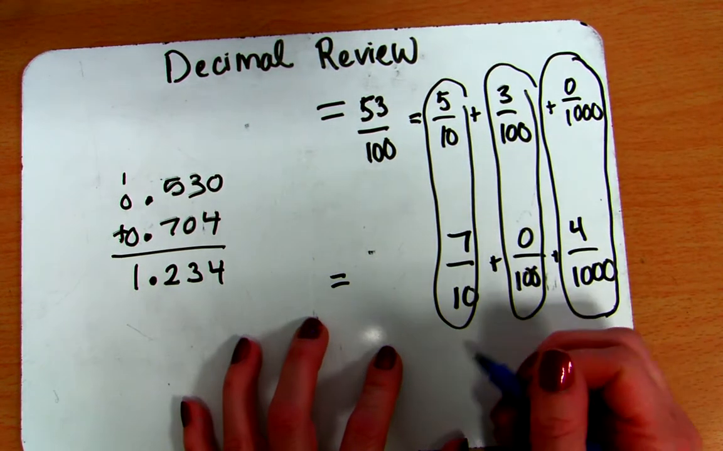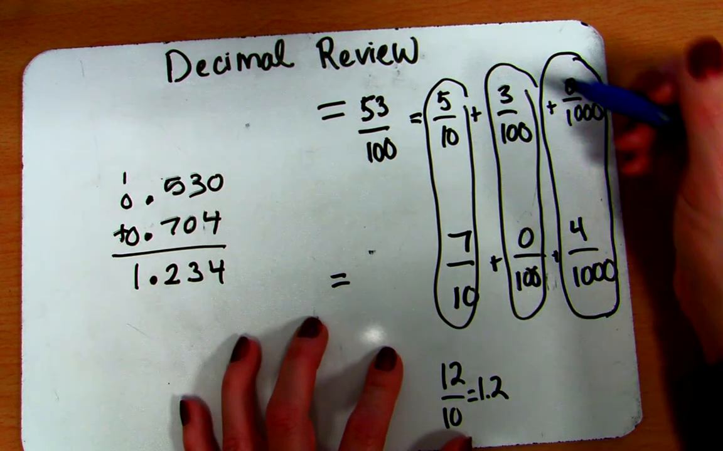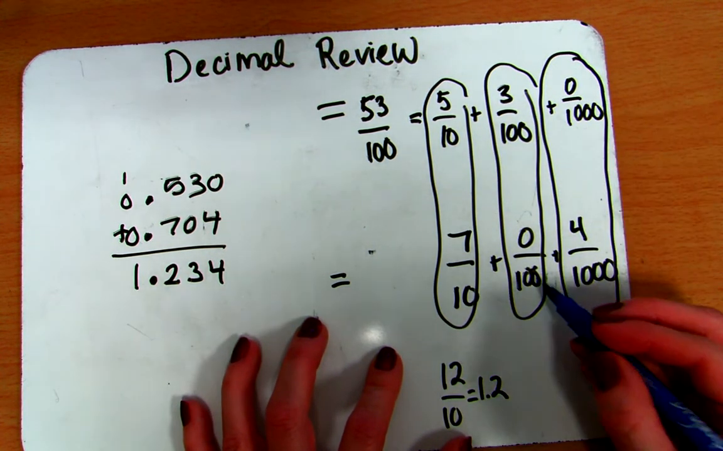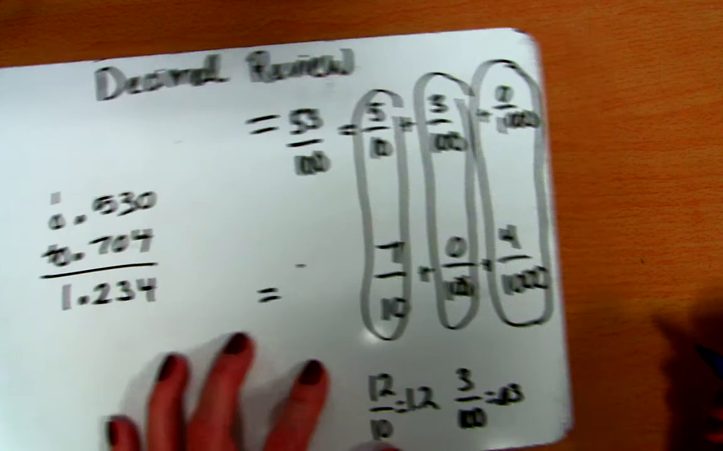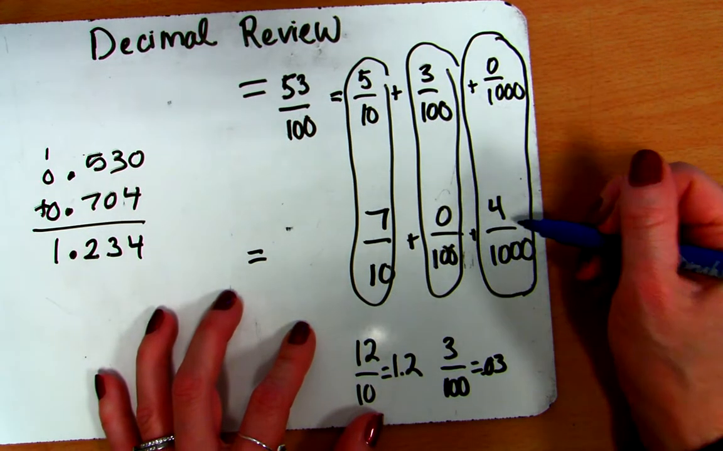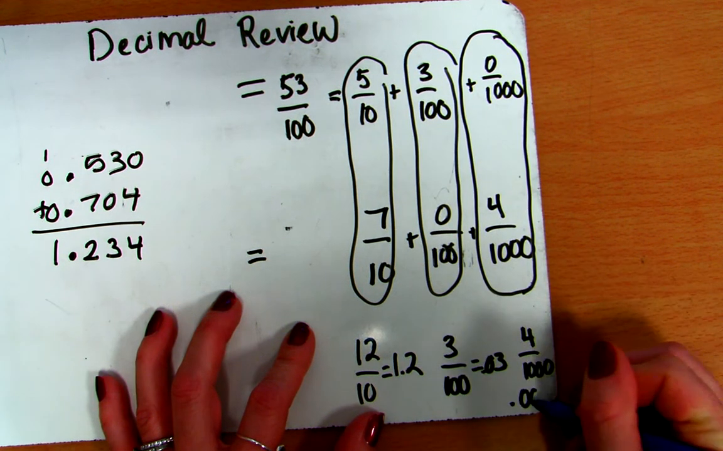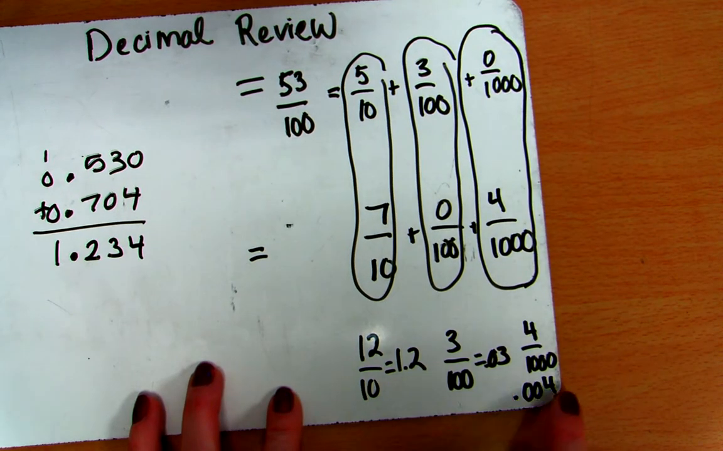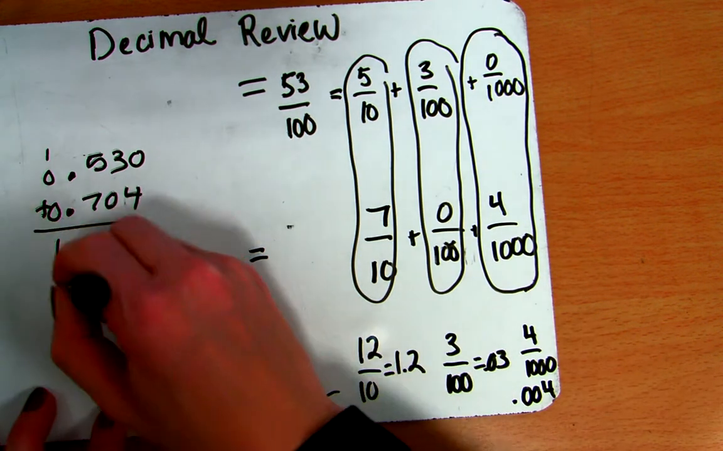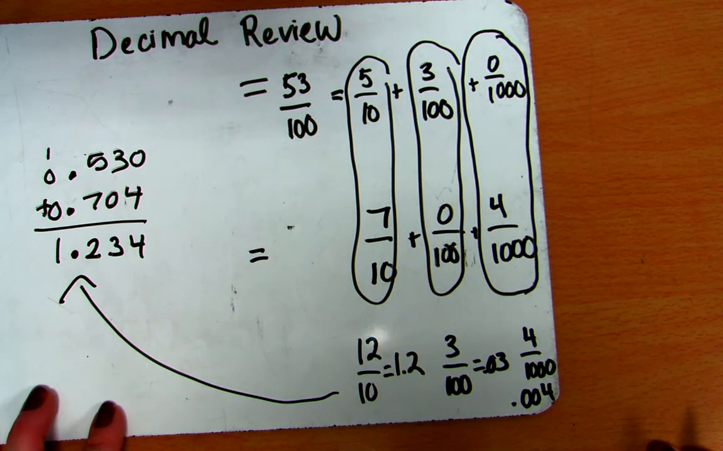So we need to line up the decimal places because otherwise we're combining the wrong size pieces. So 5/10 plus 7/10 would give me 12/10, or 1.2. 3/100 plus 0/100 would give me 3/100, or 0.03. And then finally, 0/1000 plus 4/1000 would give me 4/1000, or 0.004. So what do I end up with? 1.2 plus 0.03 plus 0.004 gets me exactly back to what I had here, 1.234.